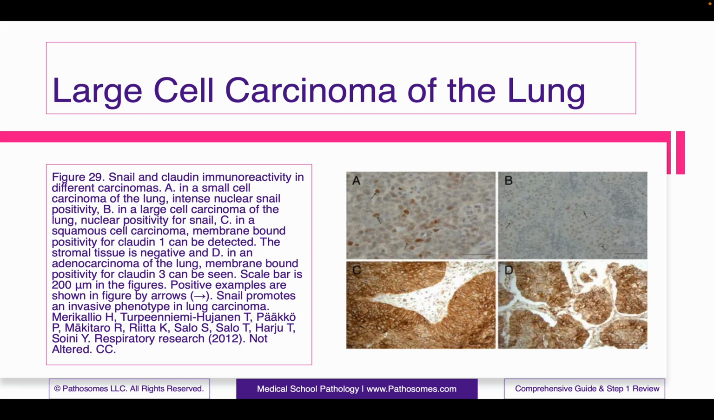But these are different carcinomas, so you're going to want to pay attention to this one, right? We have small cell carcinoma of the lung in A, large cell carcinoma of the lung in B, squamous cell carcinoma in C, and adenocarcinoma in D, right? So of those, which one looks more glandular? D, right? Adenocarcinoma. Which one looks more squamoid, more cohesive, more stuck together, kind of like the skin? C, right? Squamous cell carcinoma. In A, what type of carcinoma is that? Small cell, right? And in B, we have large cell carcinoma.